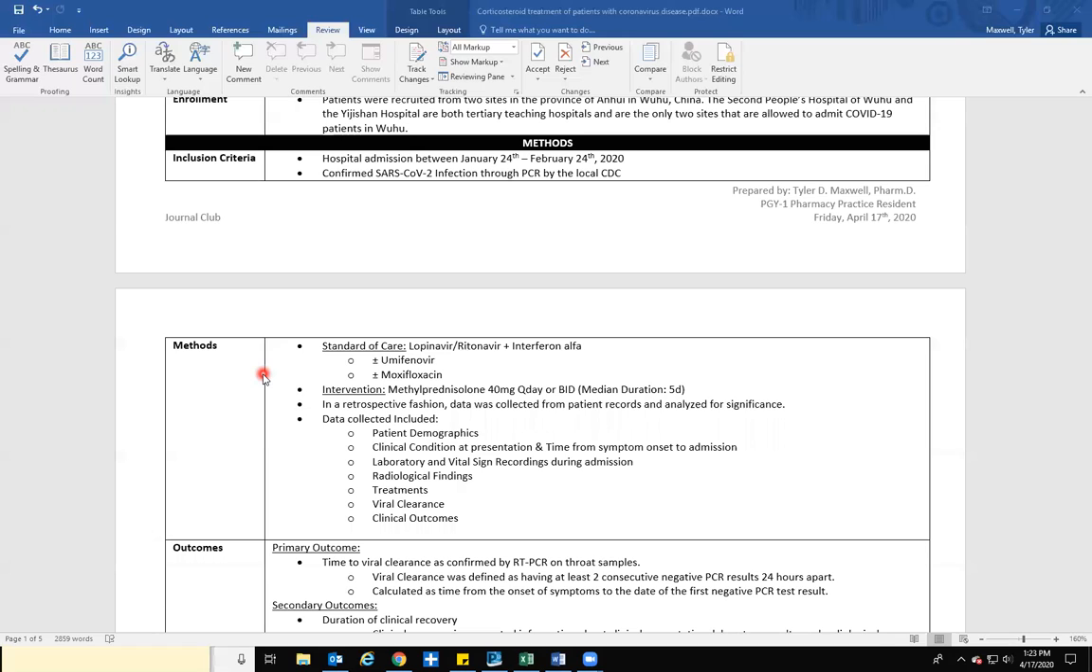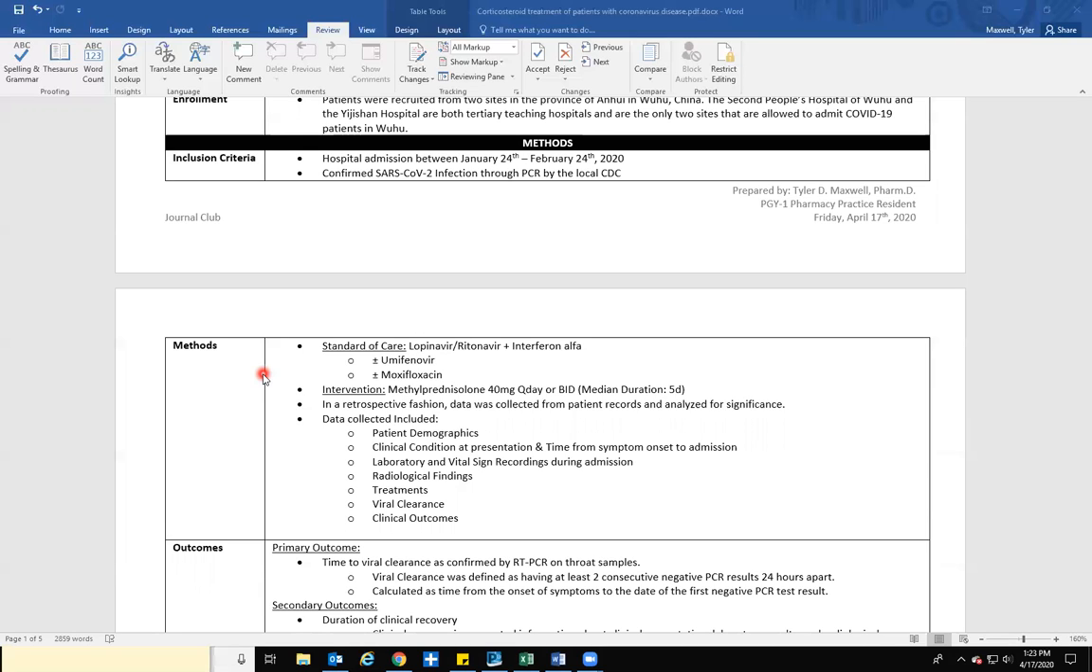Umifenavir specifically is a medication that we don't see in the United States. It blocks viral endocytosis for a large array of viruses, and it is approved in Russia and China to be used in the influenza vaccine. And so they have been using it for COVID, though I have not seen any data to say umifenavir definitively does work in COVID patients either.